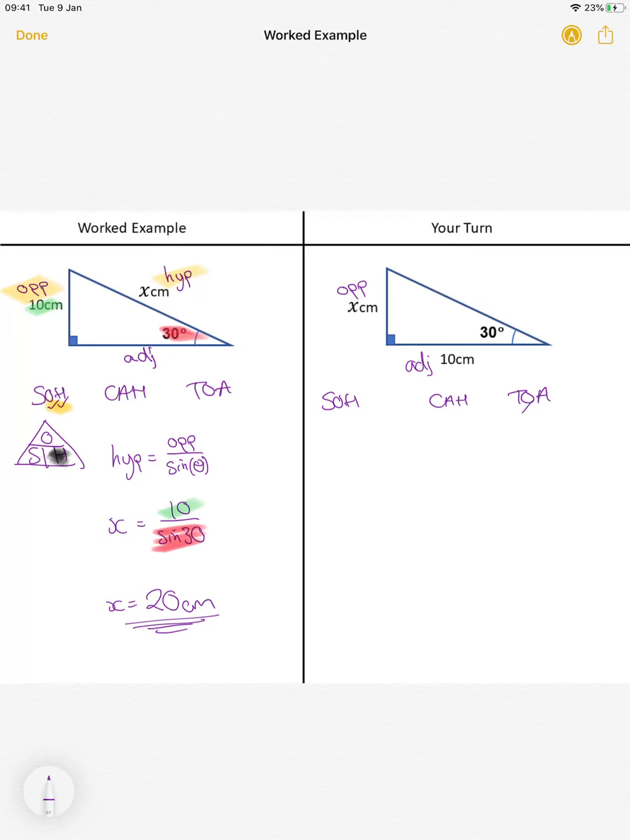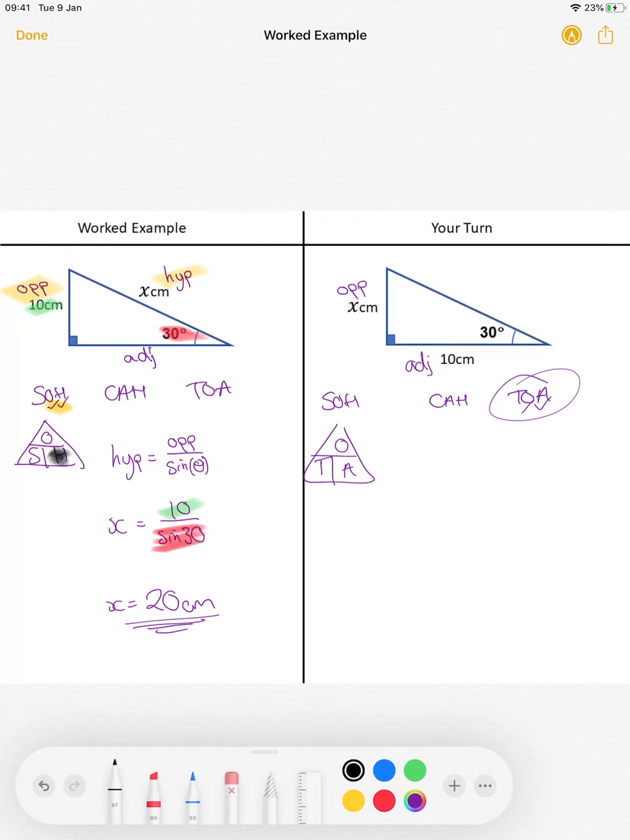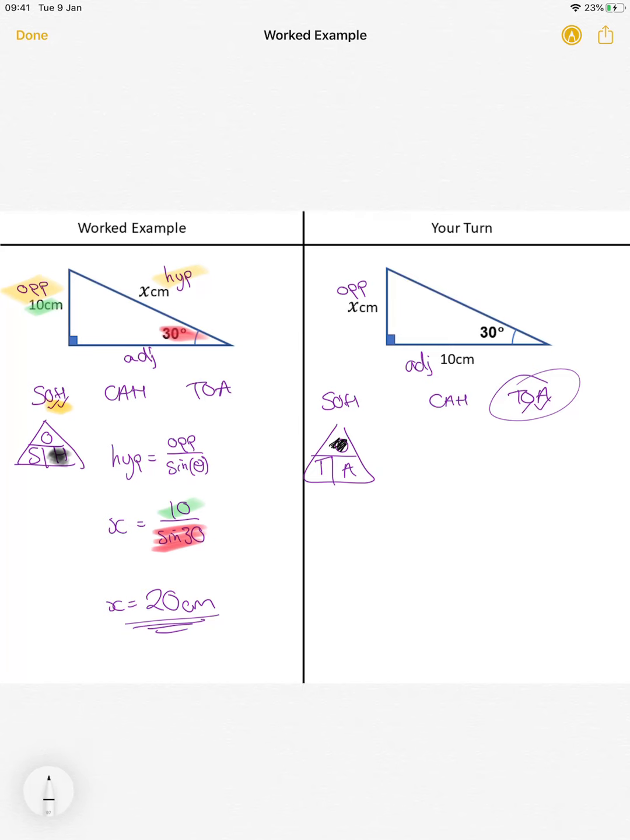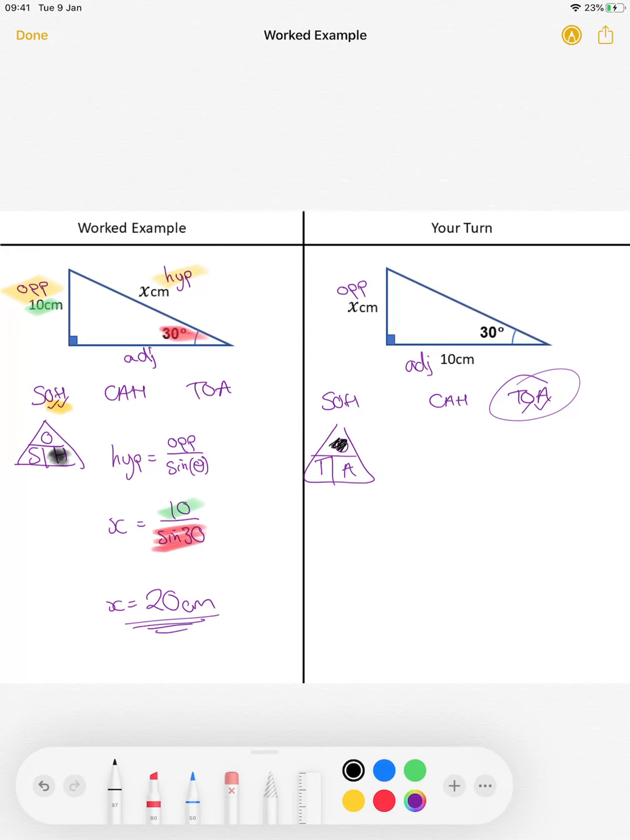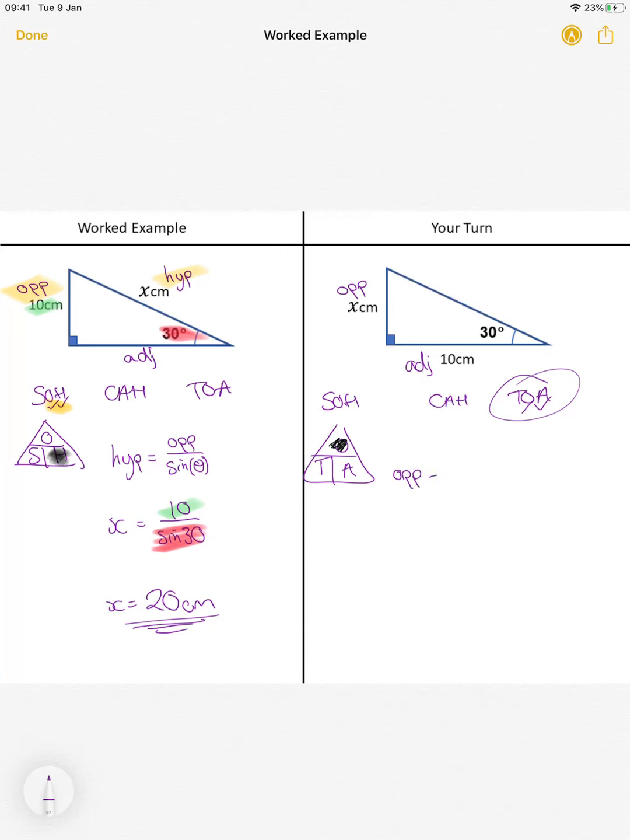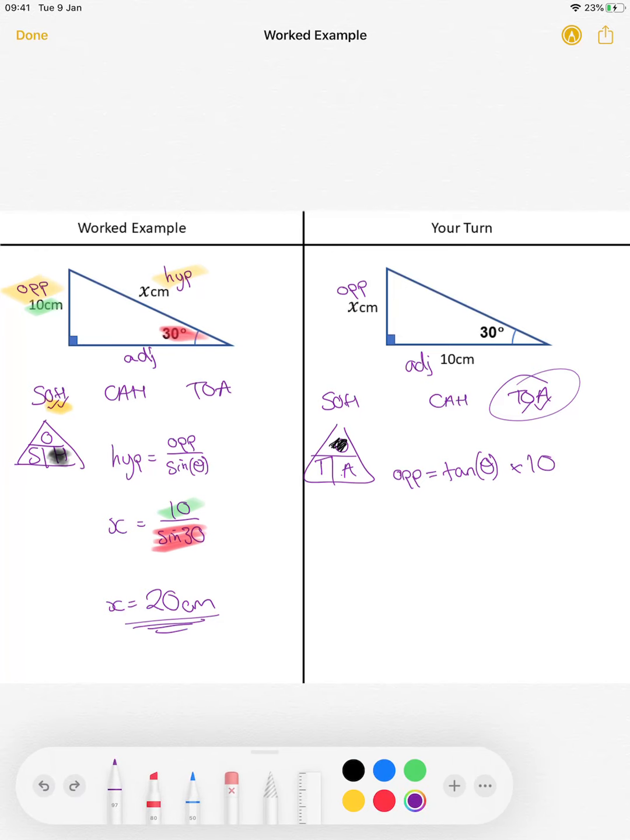So I need to find opposite, and I've got my adjacent, so I know it's something to do with tan. Now I need to find my opposite, so I'm going to cover up that. Now that means that to find my opposite, it must be tan of the angle times by the adjacent. So that's 10 there. Sorry, let's leave it as adjacent for now.